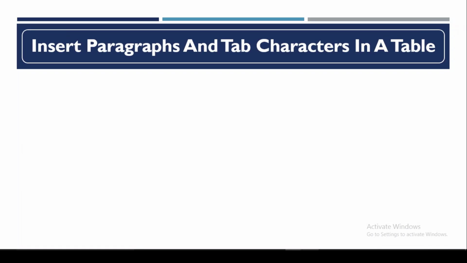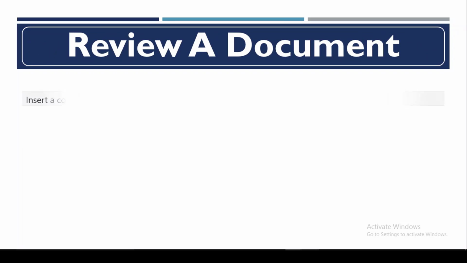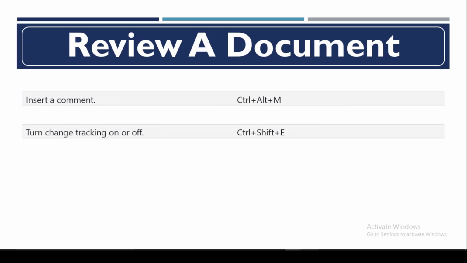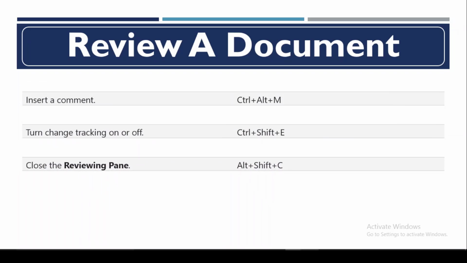Now, have a look at Insert Paragraphs and Tab Characters in a table. Insert a new paragraph in a cell, Enter. Insert a tab character in a cell, Control plus Tab. Now, have a look at Review a document. Insert a comment, Control plus Alt plus M, turn change tracking on or off. Control plus Shift plus E, close the reviewing pane. Alt plus Shift plus C.